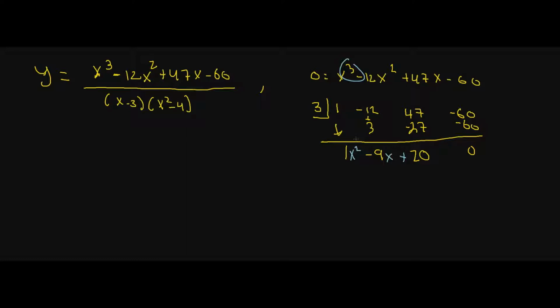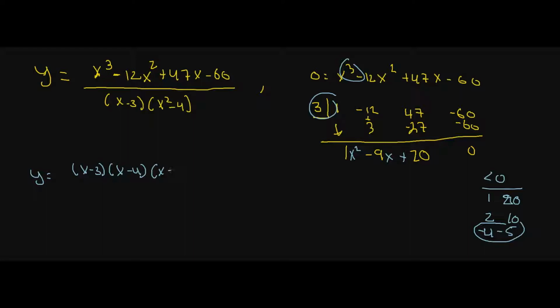Now let's find all the factors of 20: 1 and 20, 2 and 10, and 4 and 5. If I make both of these negative, they'll add up to give me negative 9 and multiply to positive 20. So now I'm going to rewrite the top. We knew 3 was a root, so x minus 3, and we're going to get x minus 4 and x minus 5 on the numerator, and on the bottom we're going to get x minus 3.